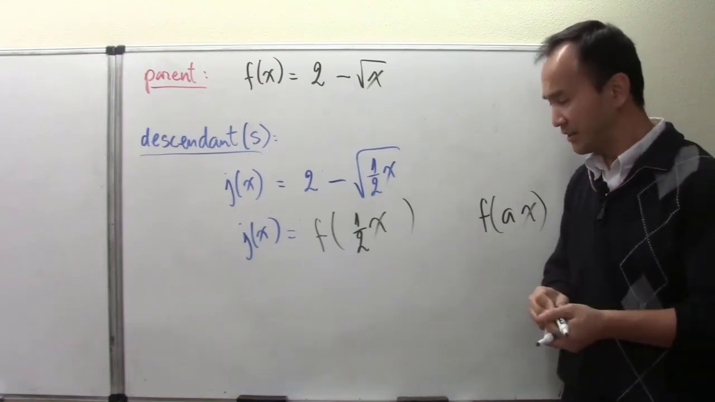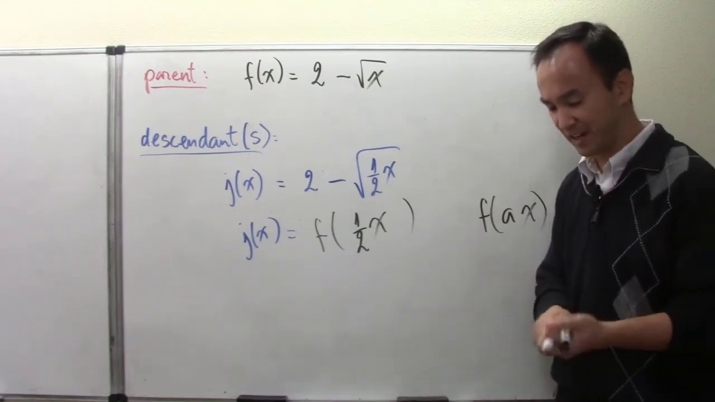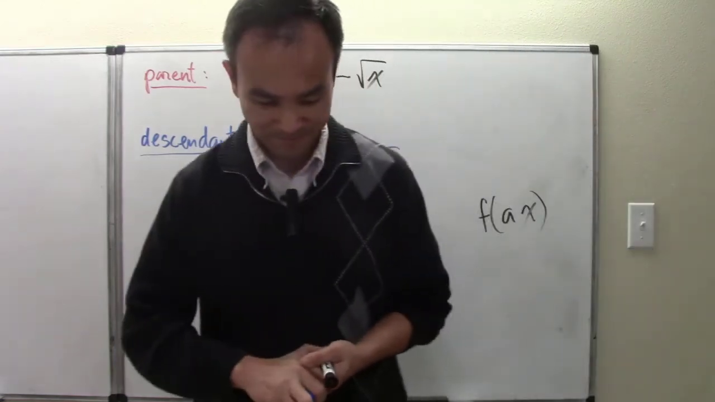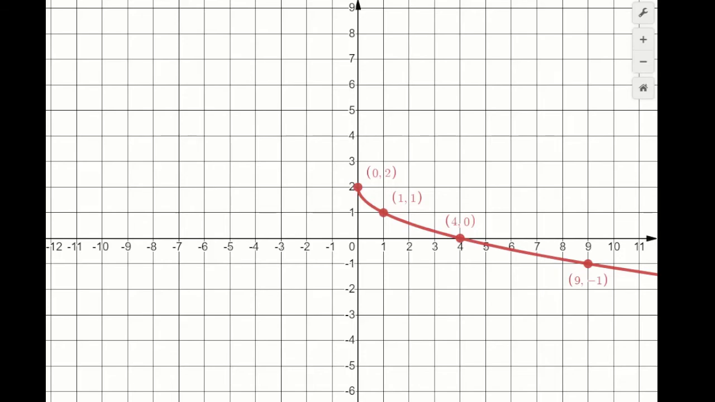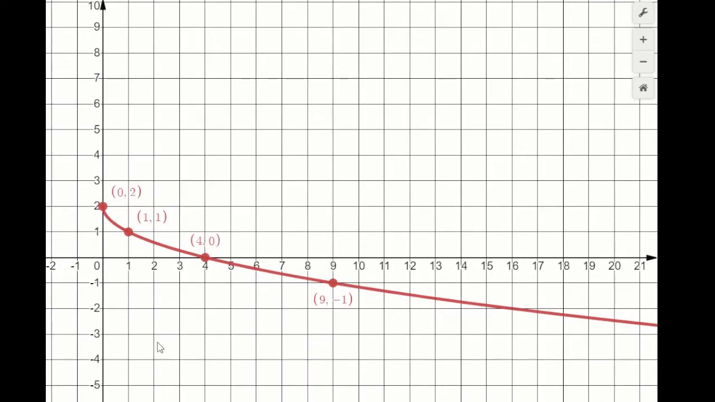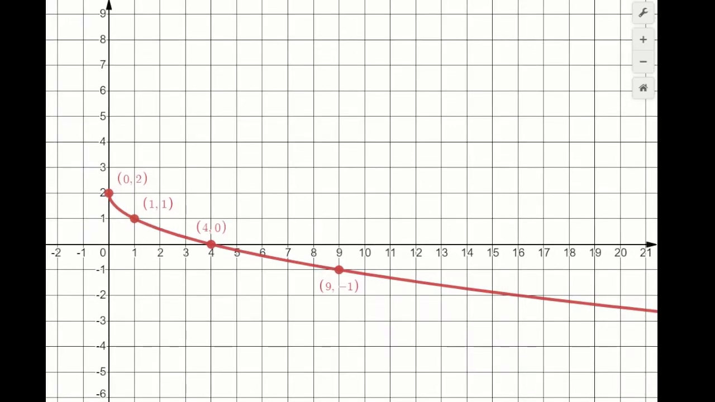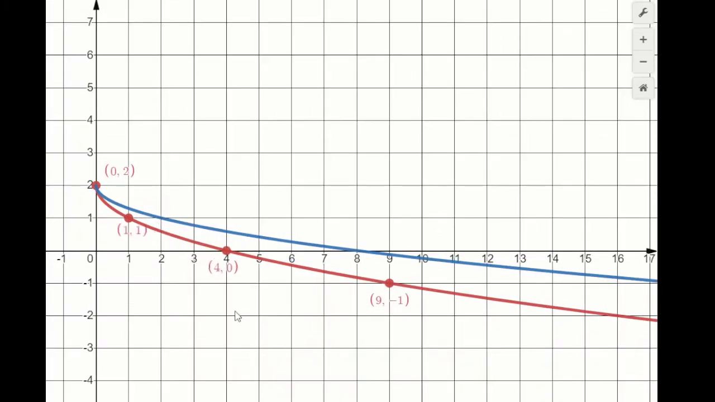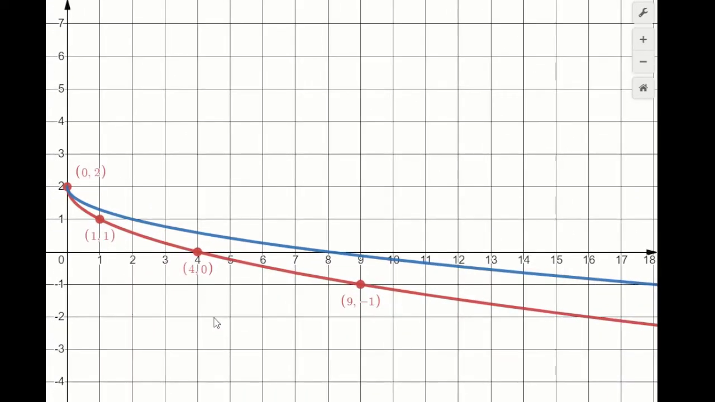All right, and so now once again, let's turn over to the graph and make some observations. And here again is our graph. This is our graph for just the standard parent function. And now I am going to look at the graph for j of x right here. All right, so maybe zooming in would be a little better. Okay, I'm zooming in a little bit.